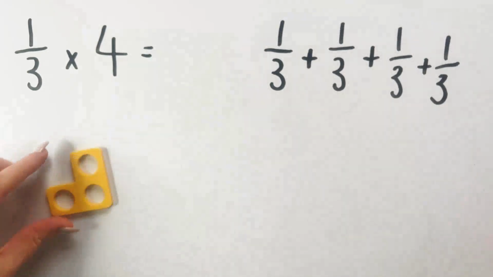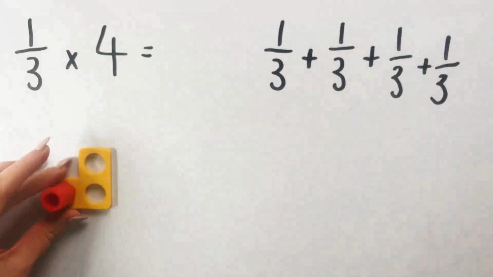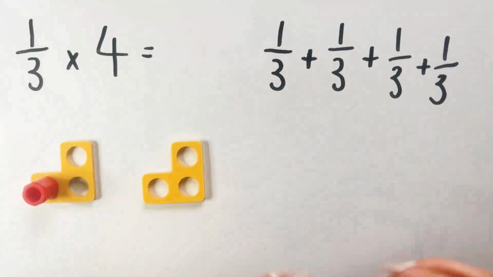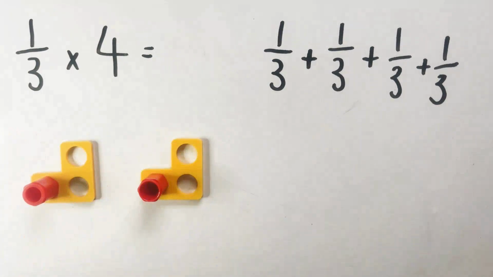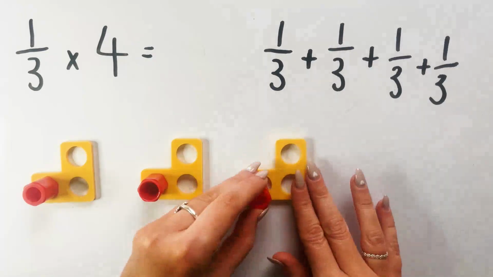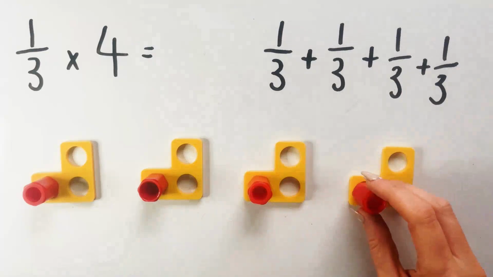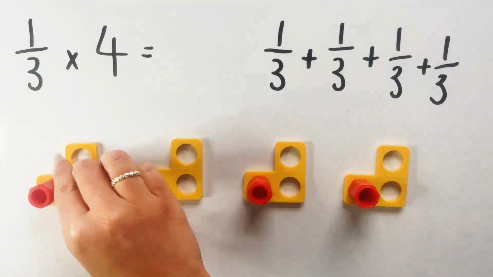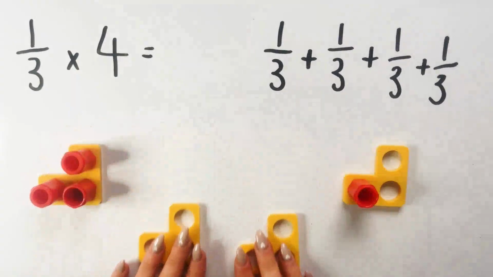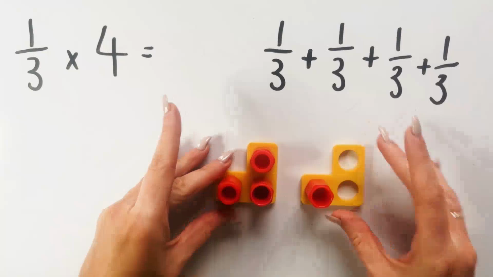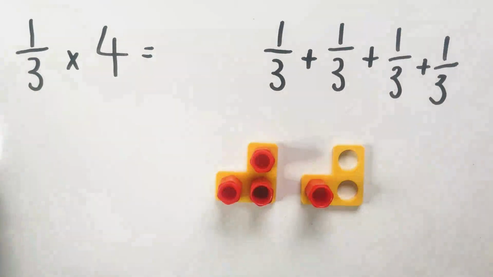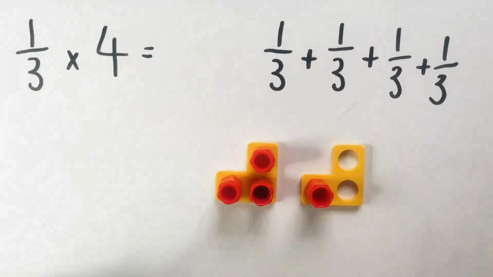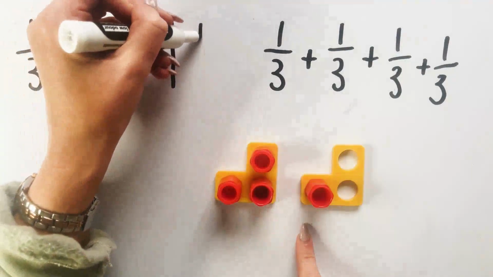I'm going to make a model of this. 1/3 add 1/3 add 1/3 add 1/3. How many thirds do I have in total? Move my pegs to simplify my fraction. I can see that I have 4 thirds in total, or I have 1 whole and 1/3.